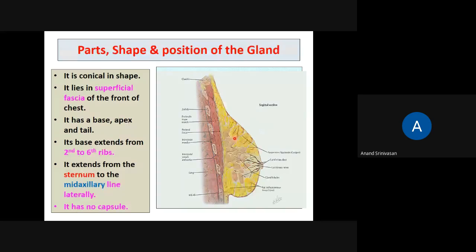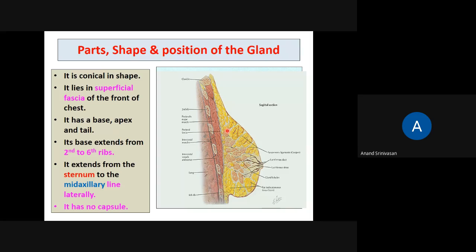Whenever you find a lump, how do you say whether it is a benign lump or a malignant lump? If there is an infiltration, the malignant lump can invade the retromammary space, and it can get attached to the pectoralis major as well. So whenever there is a lump, you need to see whether the lump is freely movable, or if it is attached to the underlying structures.